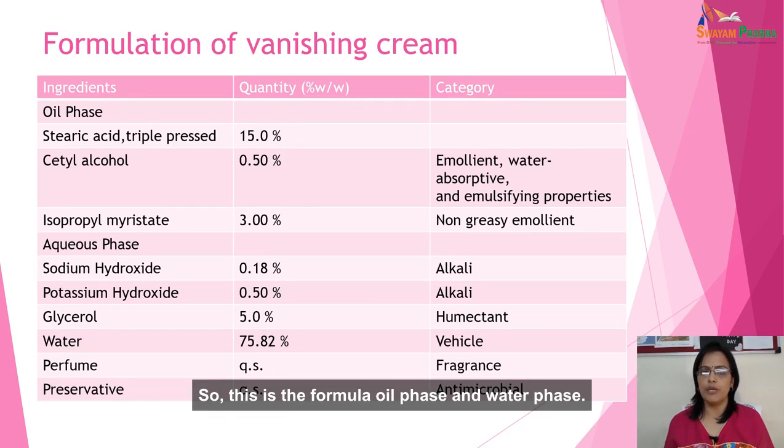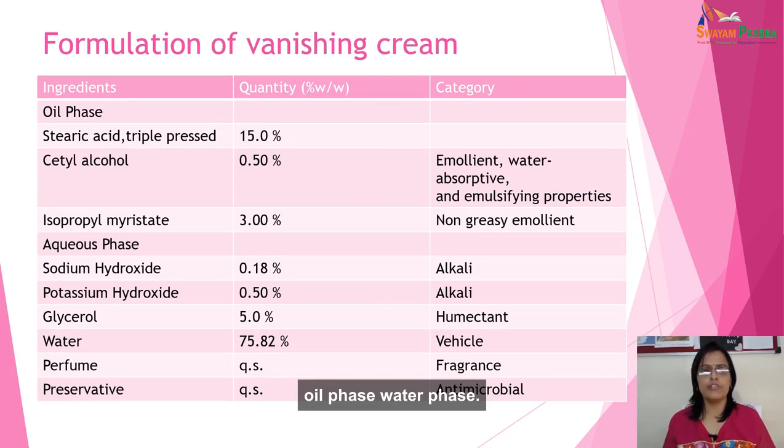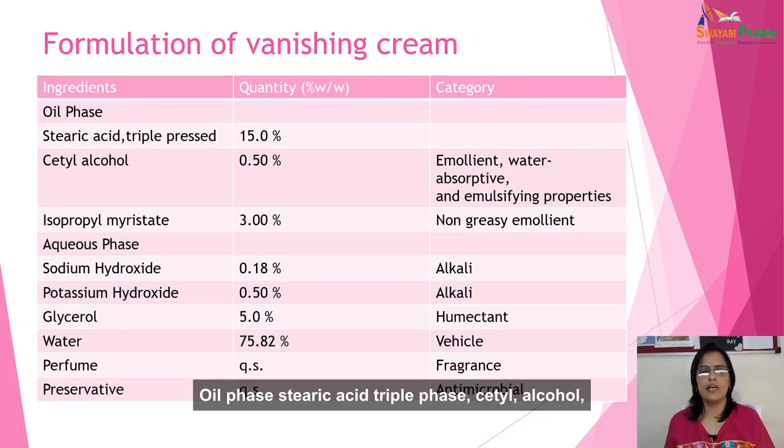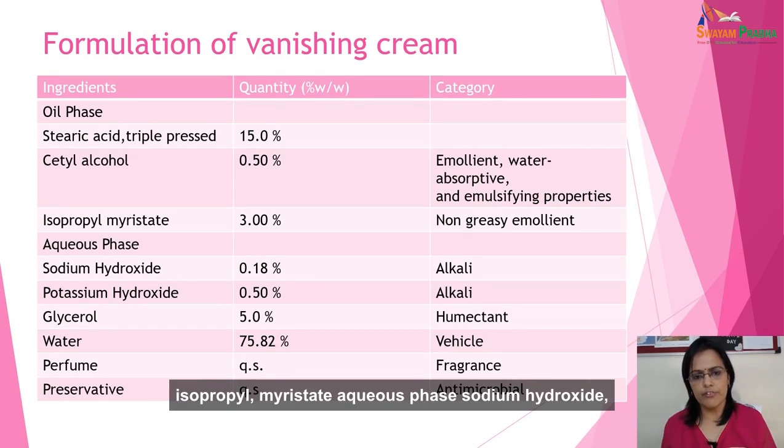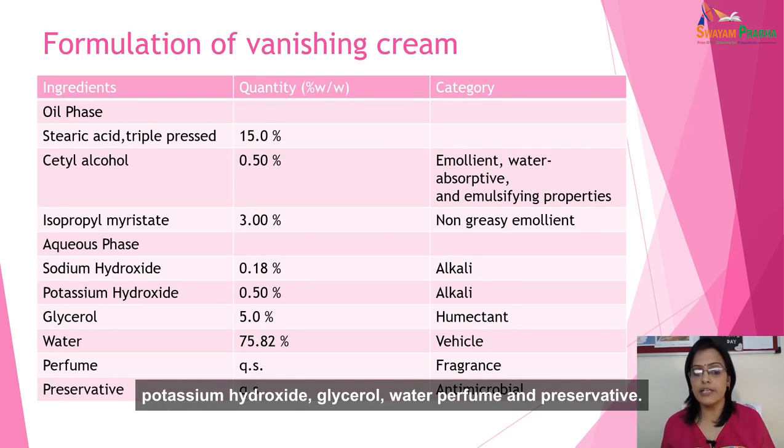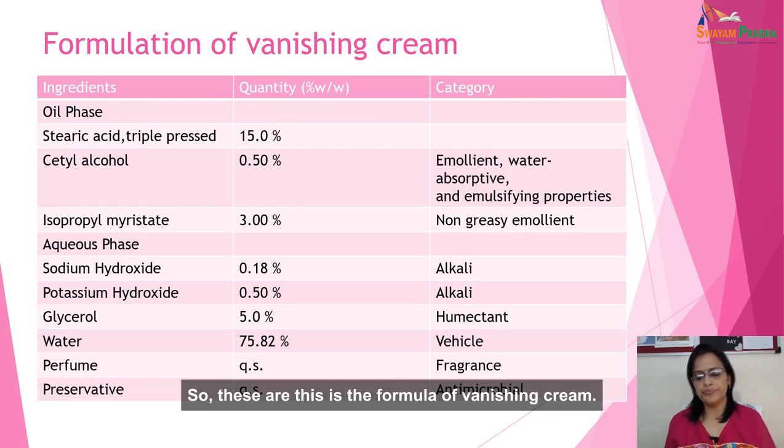So this is the formula: oil phase and water phase. So remember, just like the two phases, you have to write: oil phase, water phase. Oil phase: stearic acid triple pressed, cetyl alcohol, isopropyl myristate. Aqueous phase: sodium hydroxide, potassium hydroxide, glycerol, water, perfume and preservative. So this is the formula of vanishing cream.